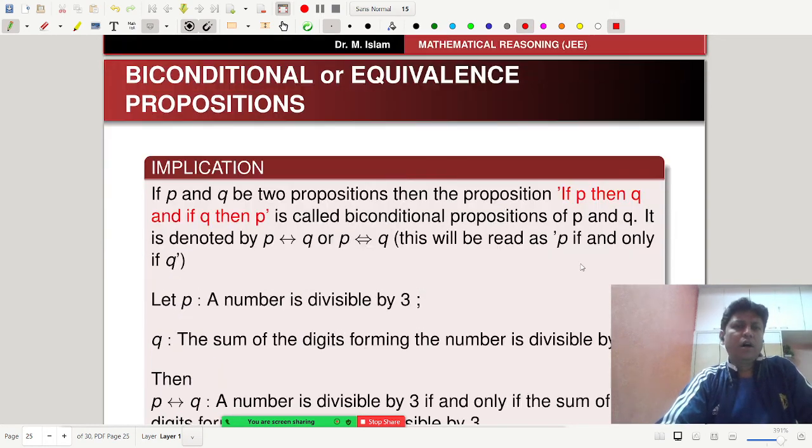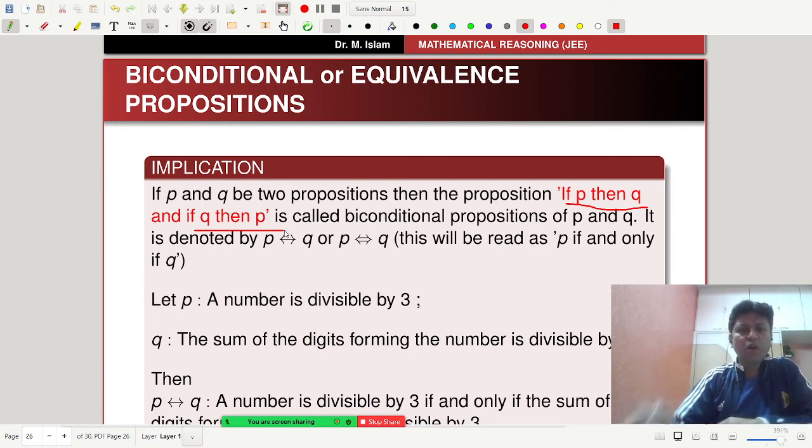Now we are at the last part of our lecture today. It is the biconditional or equivalence proposition. If P and Q are two propositions, then the proposition "if P then Q and if Q then P", that is, P implies Q and Q implies P, both side implication, is called the biconditional proposition of P and Q.